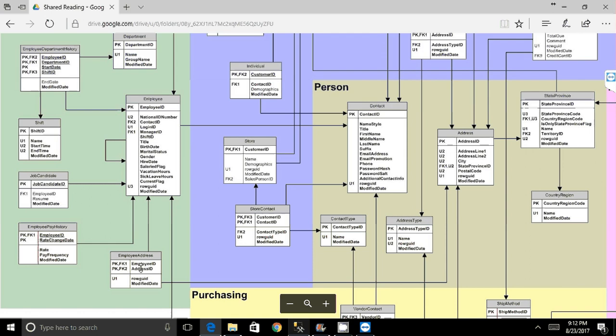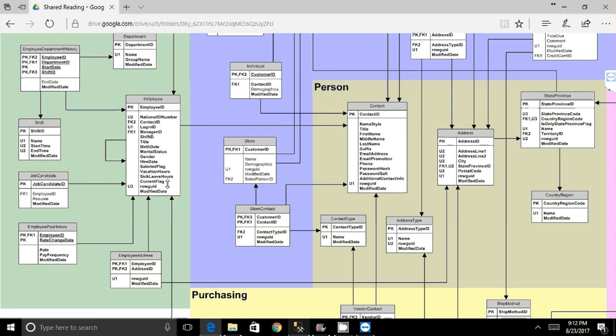Now think about the other way. Can two addresses belong to the same employee? I mean, can multiple employees have the same address? I'm saying that one employee can have multiple addresses, but can one address belong to multiple employees?